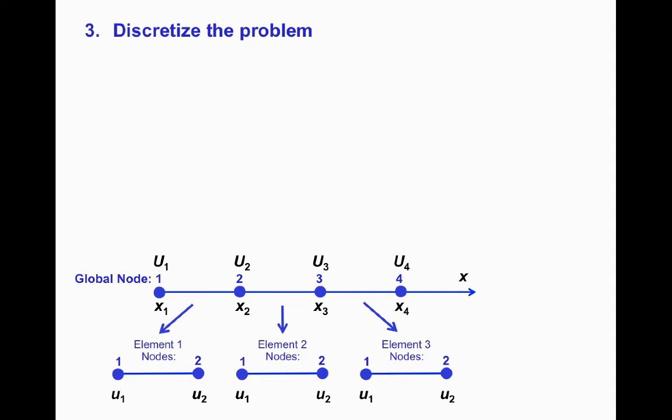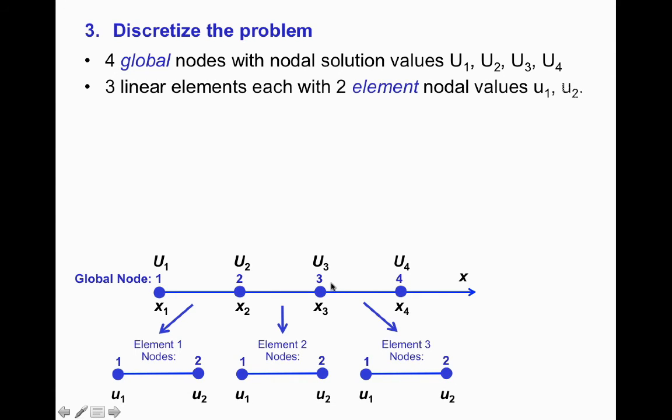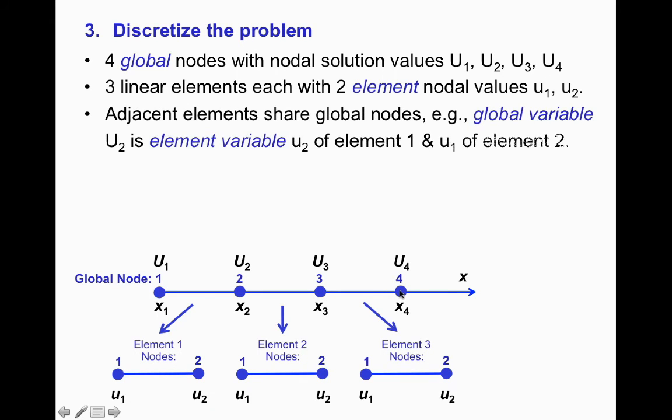So next we discretize the problem, and in this problem we're going to discretize the domain into four global nodes, u1, u2, u3, and u4, at x equals 1, 2, 3, and 4, and three linear elements, each with two element nodes. So element 1 here, with element nodes 1 and 2 corresponding to global nodes 1 and 2. Element 2 here, with element nodes 1 and 2 corresponding to global nodes 2 and 3. And element 3 here, with element nodes 1 and 2 corresponding to global nodes 3 and 4. Notice that the adjacent elements share global nodes, so the global variable u2 here is element node 2 of element 1 and element node 1 of element 2.